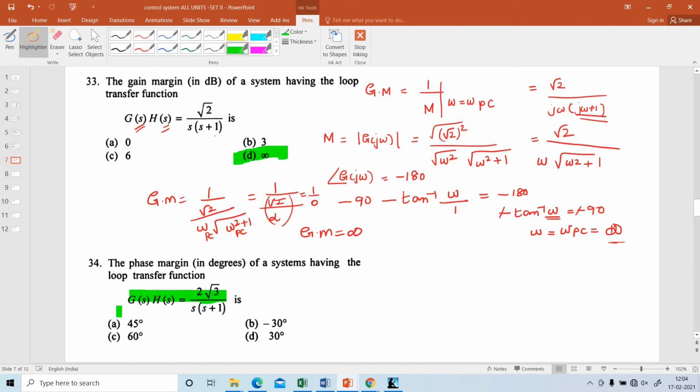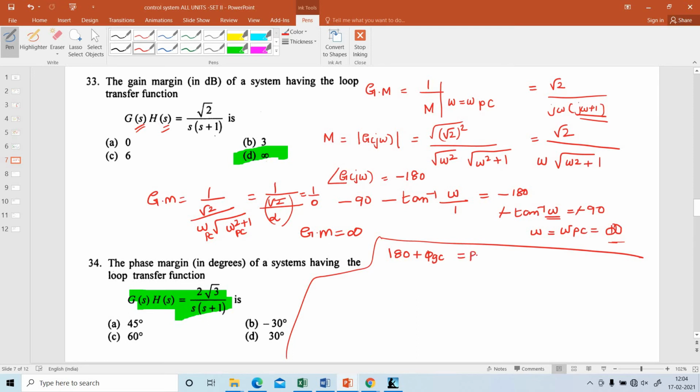Then the phase margin of a system having the loop transfer function g of s into h of s equal to 2 root 3 divided by s into s plus 1. Here I am going to find out phase margin. So what is phase margin? Phase margin is 180 plus phi gc, where phi gc is the angle of g of j omega at gain crossover frequency. So first I am going to find out the gain crossover frequency. How to get the gain crossover frequency? When the magnitude of g of j omega is 1, the frequency is known as gain crossover frequency. So first of all, I am going to find out the magnitude of g of j omega.